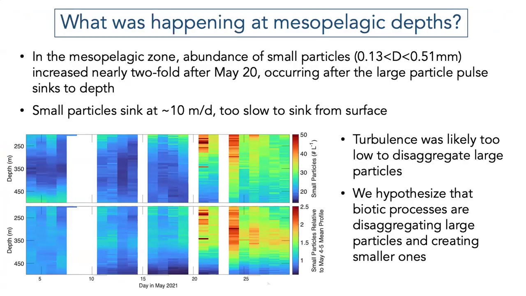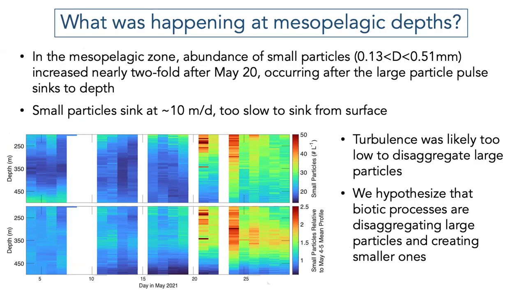So what happened within the mesopelagic is kind of interesting. In that core, we saw the abundance of small particles. These are things that are not marine snow, but are still seen by the UVP instrument. These are things between a tenth of a millimeter up to about a half a millimeter. And we can see that they increased nearly twofold after May 20th. So as that large particle pulse came through, the numbers of small particles increased.